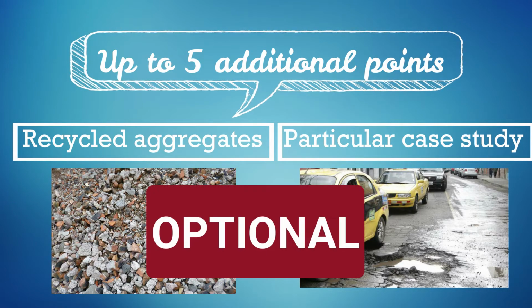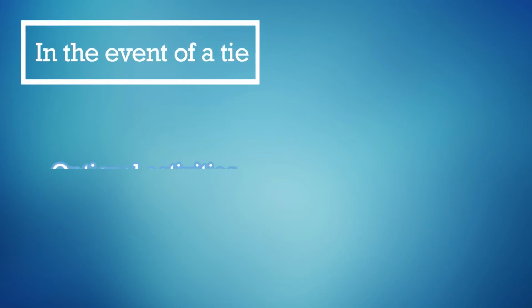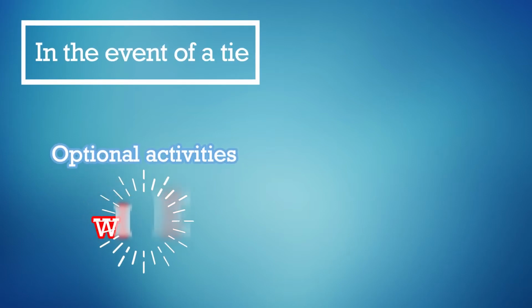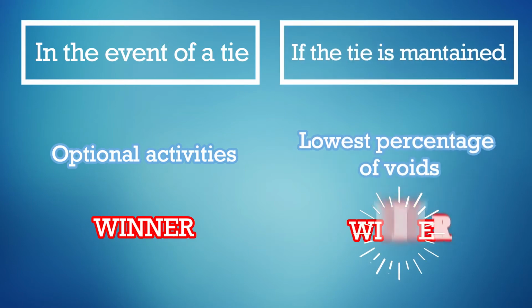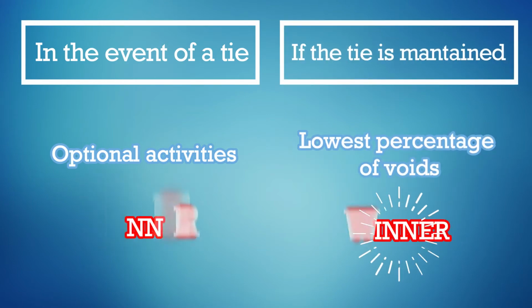This is completely optional. In the event of a tie, the team that has chosen to carry out the optional activities will be the winner. If the tie is maintained, the winner will be the one with the sample with the lowest percentage of voids.